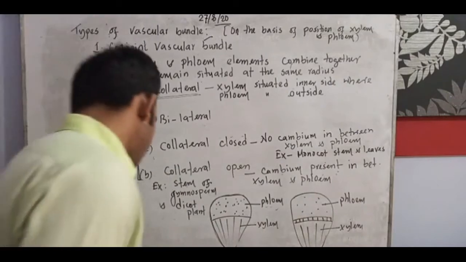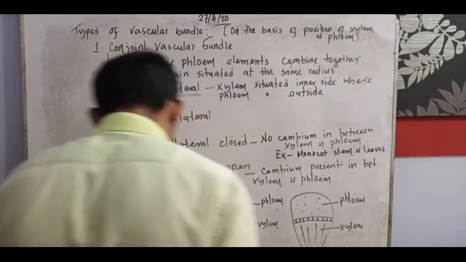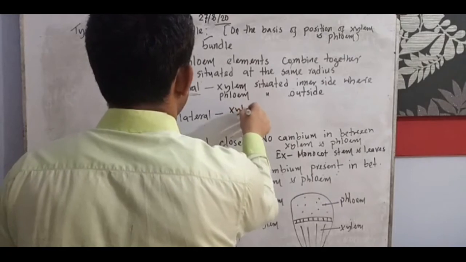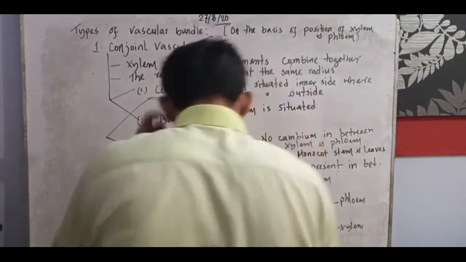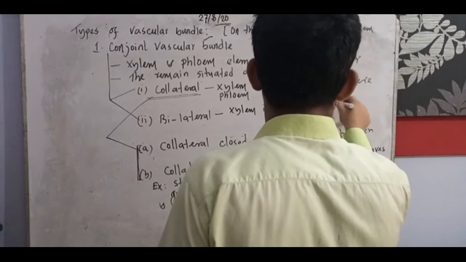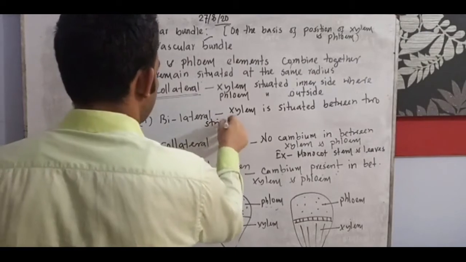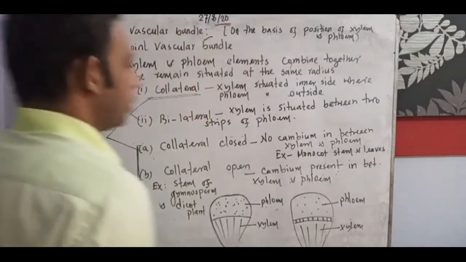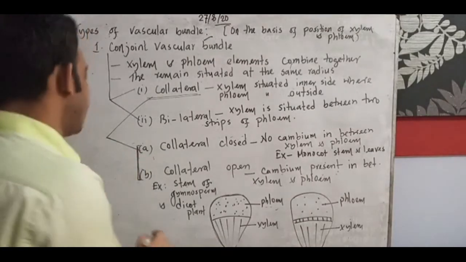Another one is the bilateral. In the bilateral type, the xylem is situated in between two strips of the phloem. So what will be the figure of it? We will try to draw a figure in the case of bilateral.